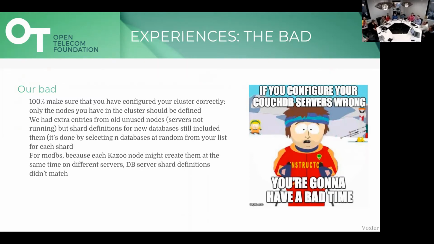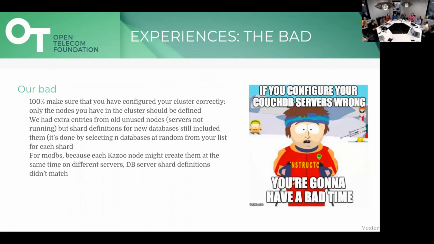Whenever a new database is created, a shard definition file is created for it, and it selects your N value of databases at random from your list of shards. So we had 6 nodes that we actually wanted, but we had 8 entries in the membership table. So it would occasionally pick those servers and put shards on them.